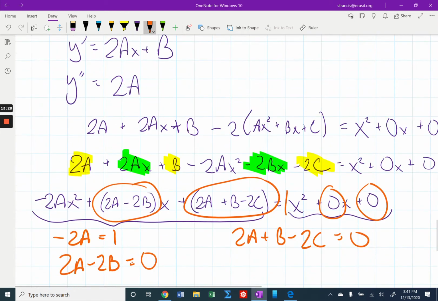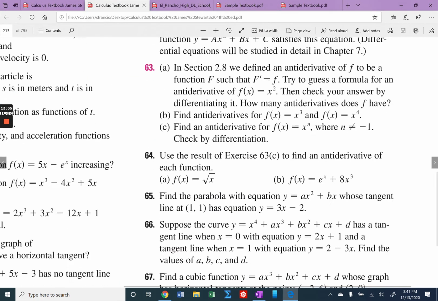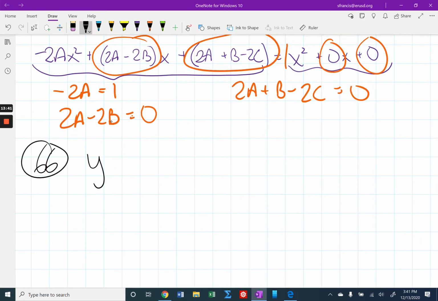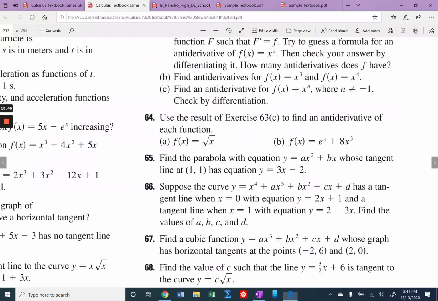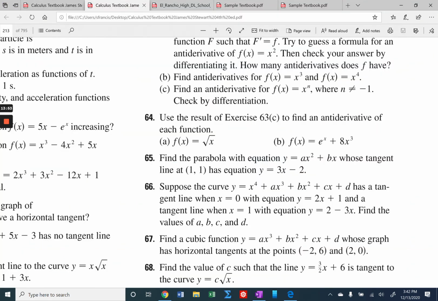All right, 66 is next on the list. Suppose the curve y equals x to the fourth plus ax cubed plus bx squared plus cx plus d has a tangent line when x equals 0 with the equation y equals 2x plus 1, and a tangent line when x equals 1, y equals 2 minus 3x. Find the values of a, b, c, and d.